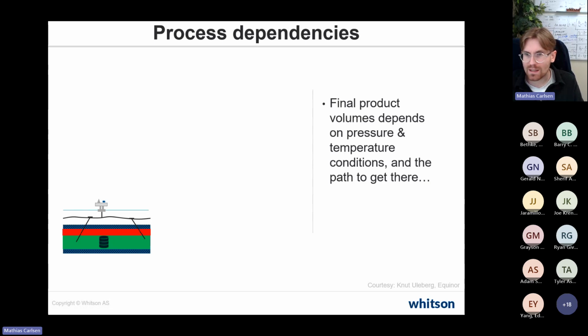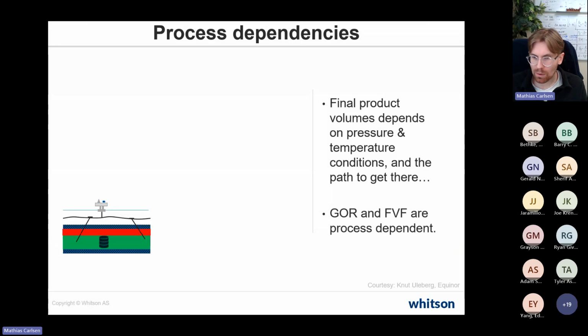And what does that mean? Well, it means that the final product volumes depend on pressure and temperature conditions and the path to get there. The simplest example of that is your GOR and your formation volume factor. If I have a super simple process, those GORs and formation volume factors will not be very favorable. What do I mean by that? Your formation volume factor will be higher, your shrinkage would be larger, and your GORs will be larger, meaning less of the components goes into the liquid phase.